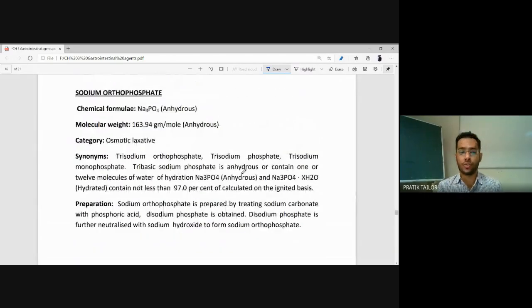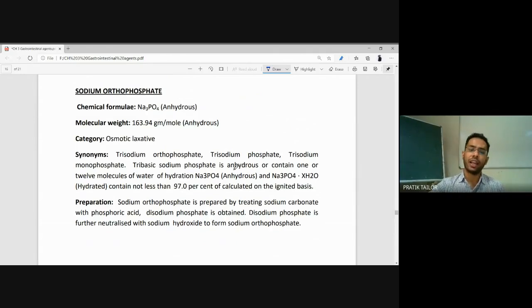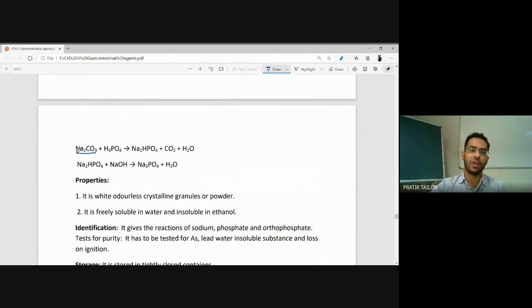Sodium orthophosphate. This is sodium phosphate. Simply, you can say trisodium orthophosphate, trisodium phosphate, etc. These are synonyms. It can be prepared by the reaction of sodium carbonate and phosphoric acid. One will provide your phosphate part and the other your sodium part. And the compound of our interest is sodium phosphate.